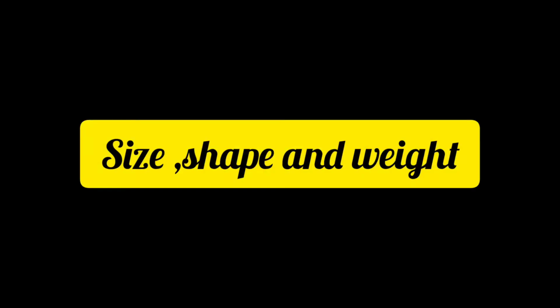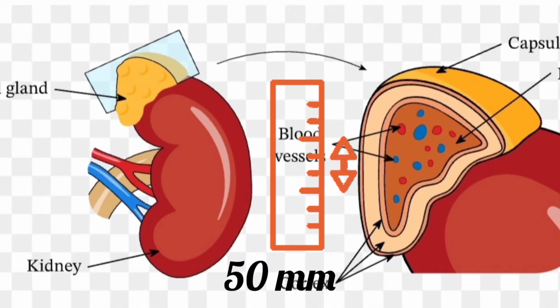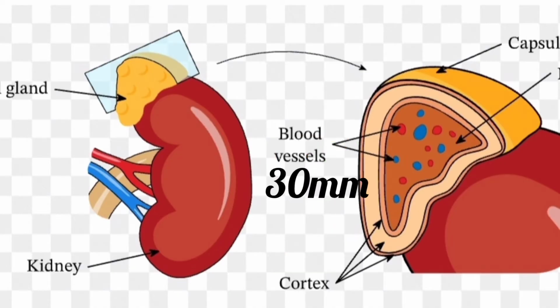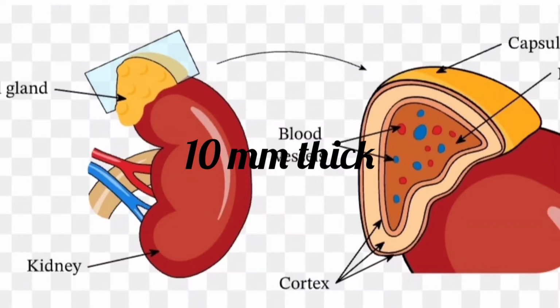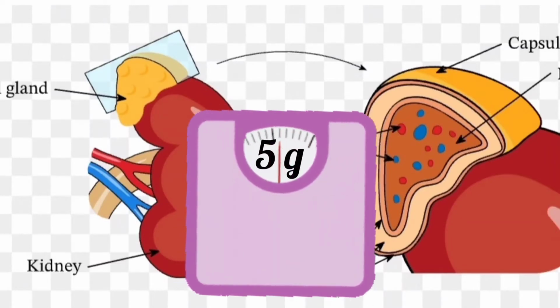Now we will look into the size, shape and weight of adrenal gland. The height of each adrenal gland is about 50 mm. It has a breadth of 30 mm and also a thickness of 10 mm, and it weighs about 5 grams each.